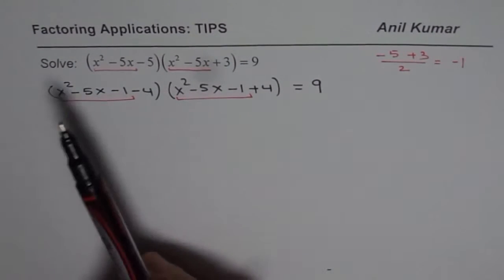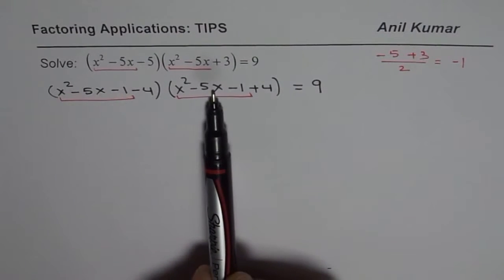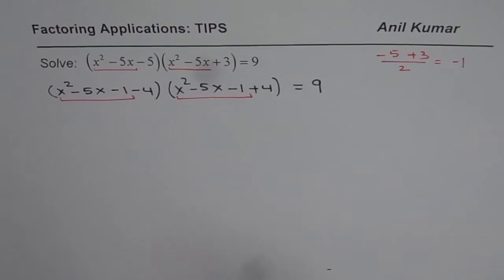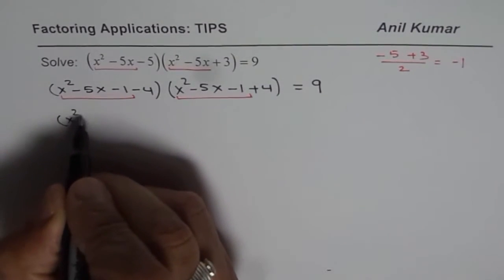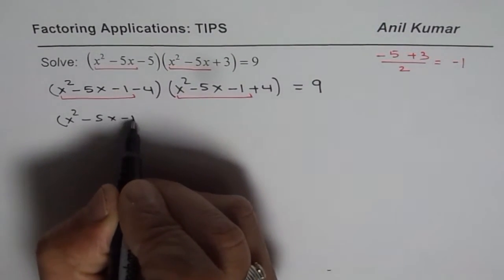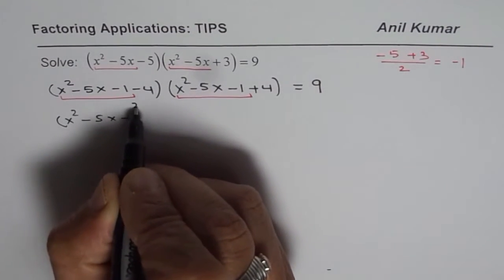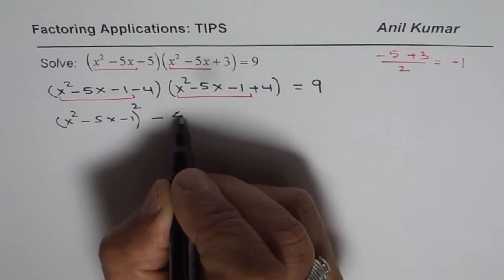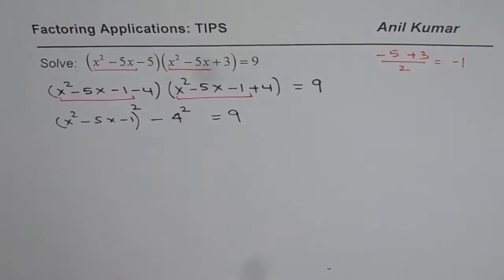Now I could treat this as (a minus b) times (a plus b), correct? Which should be a squared minus b squared. So on the left side, now I get (x squared minus 5x minus 1), that is a square, right? A square minus b square. B is 4 for me, right? So minus 4 square equals 9. That is what I get. I hope you understand. This is a very tricky step, right?